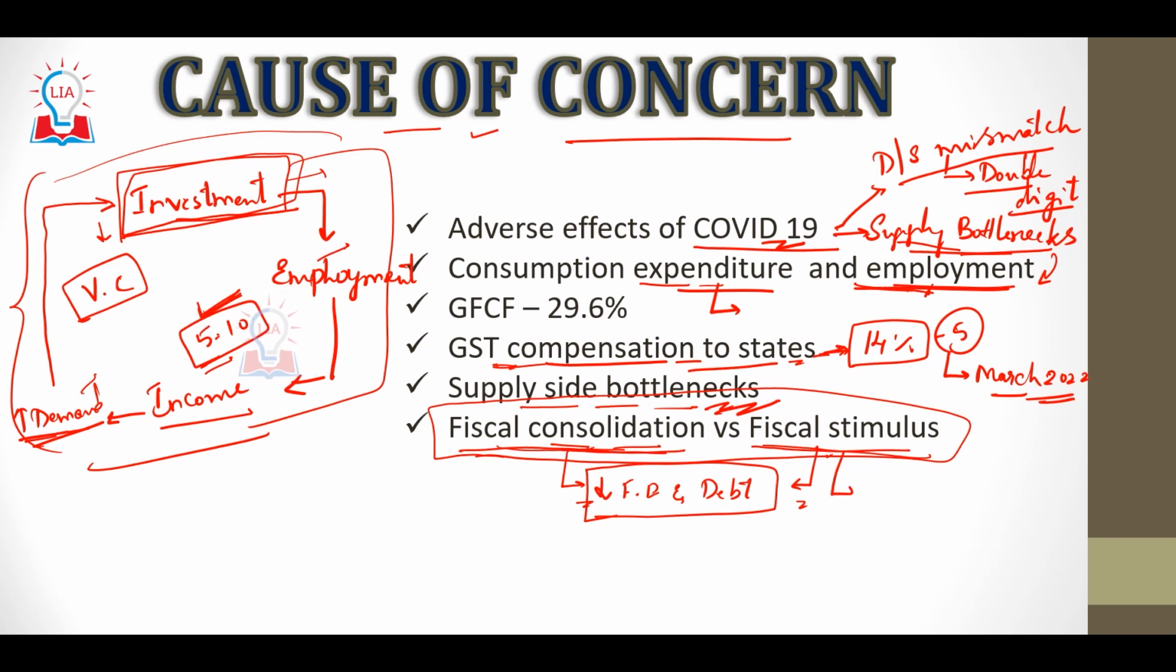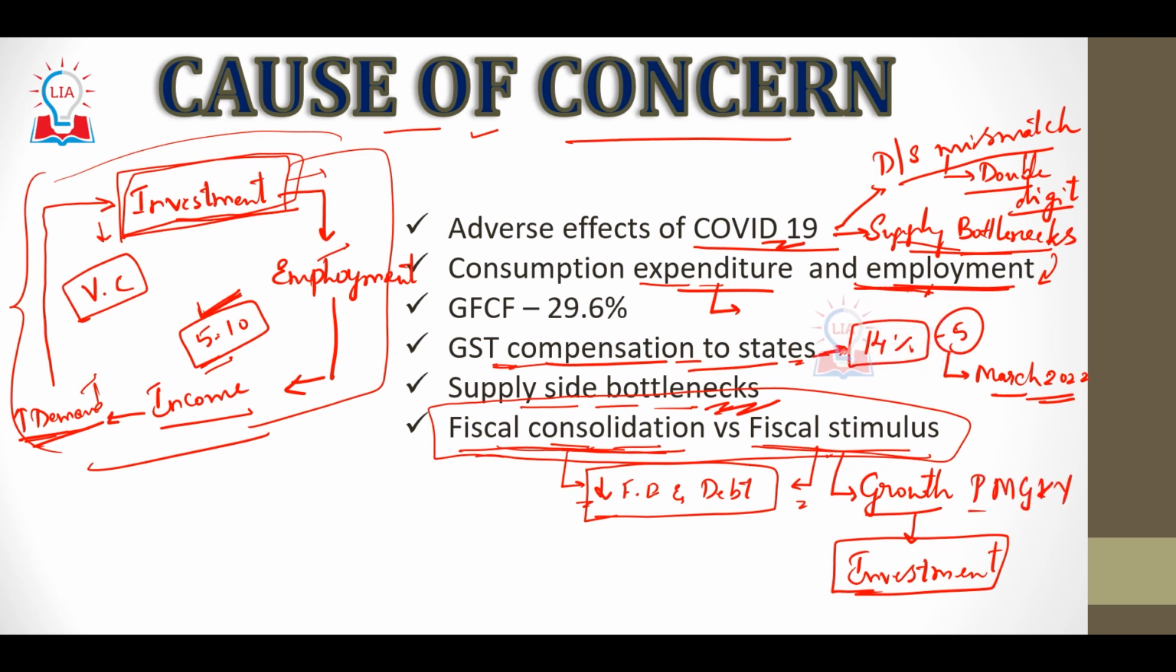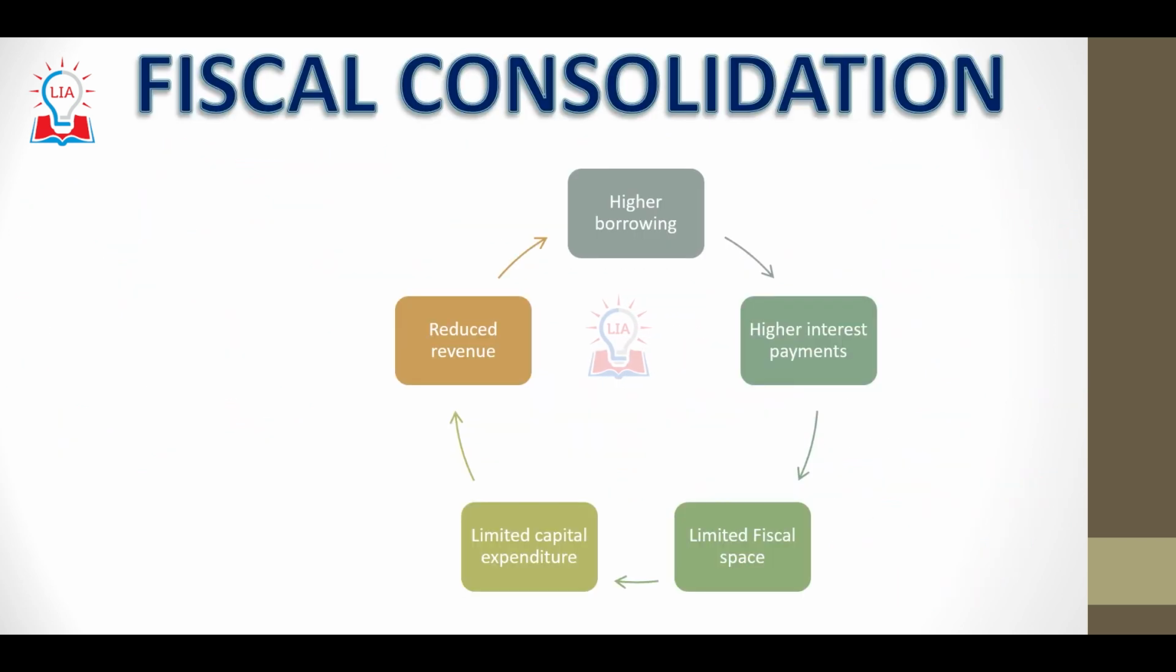Then what is fiscal stimulus? When the government pushes for growth through investment, this is called fiscal stimulus. You might have heard in the news that the government is announcing fiscal stimulus packages. For example, there is one called Pradhan Mantri Garib Kalyan Yojana. During the time of COVID, Pradhan Mantri Garib Kalyan Yojana is one of the examples of fiscal stimulus packages that was announced by the government.